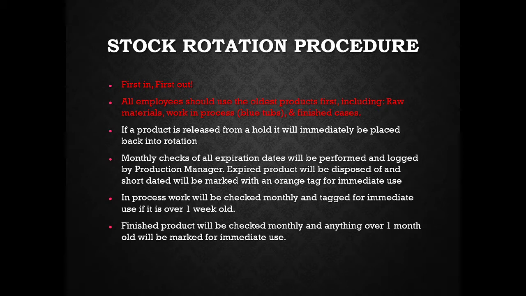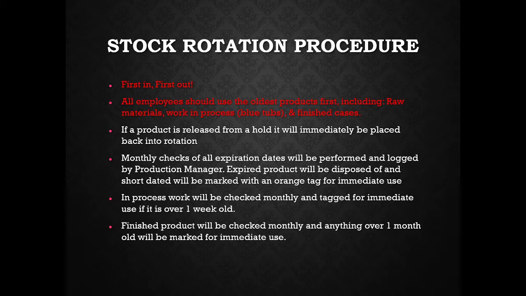All employees should use the oldest products first, including raw materials, work in process, which is blue tubs, or red tubs if it's peanuts, and finished cases. That's what I just said. I just elaborated a little bit. If a product is released from a hold, it will immediately be placed back into the rotation.